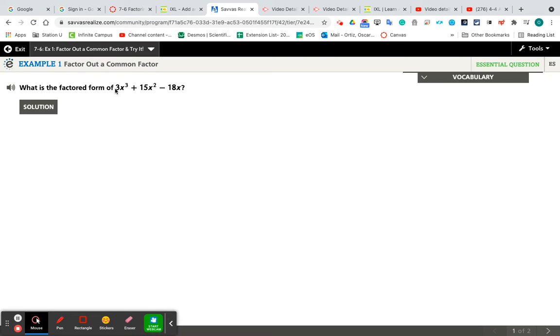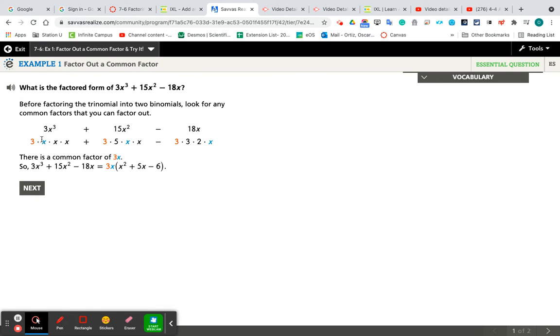In this lesson, we'll learn how to factor a trinomial when the leading term has a coefficient different from 1. Sometimes we get lucky and that coefficient is a common factor of the three terms of the trinomial. Like in this case, 3 is a factor of 15 and 18. So this is the easiest case because we just factor out that common factor.